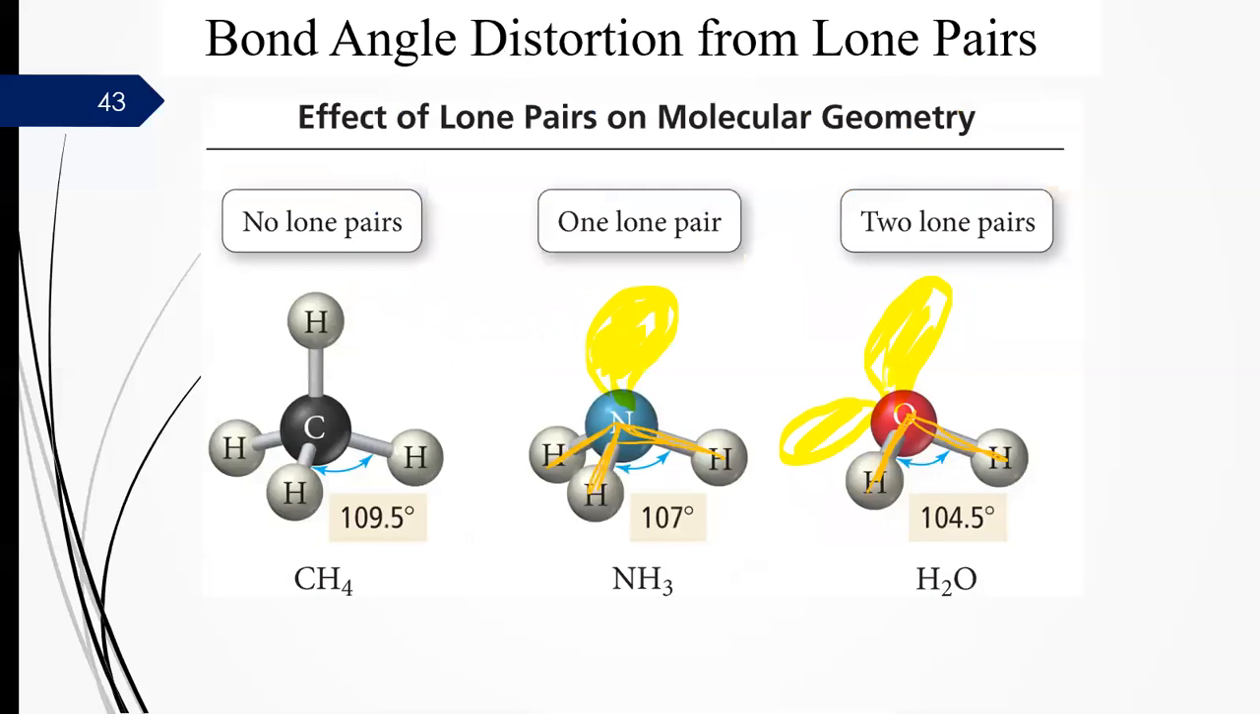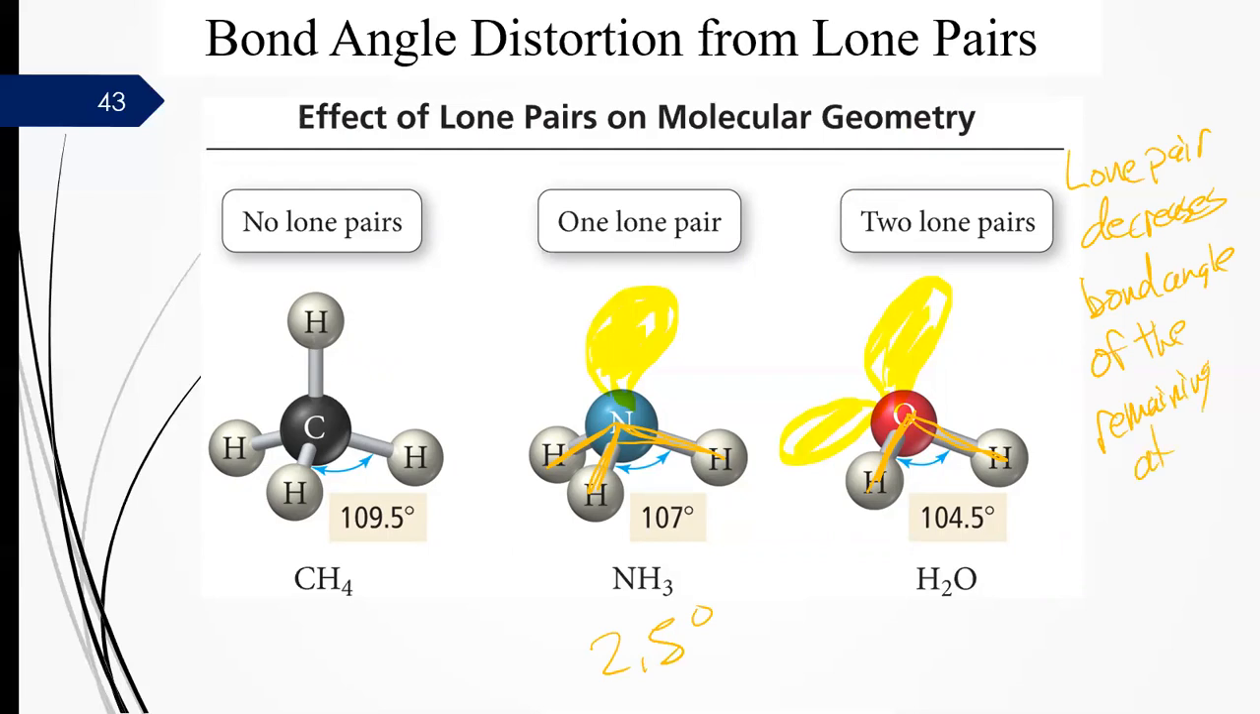And you can see that it really does start to change our angle here. Instead of being 109.5 degrees, each lone pair kind of takes it down about 2.5 degrees. So what you do want to know is that your lone pair decreases the bond angle of the remaining atoms. More lone pairs, the larger the decrease.